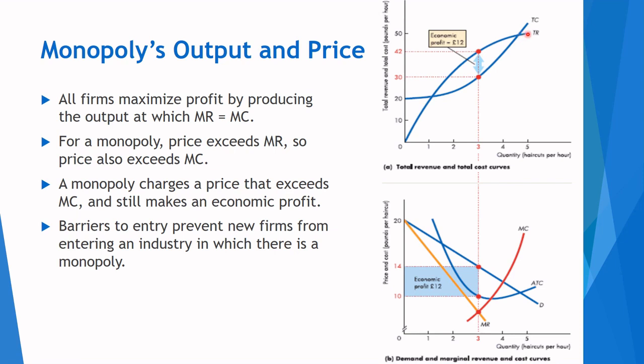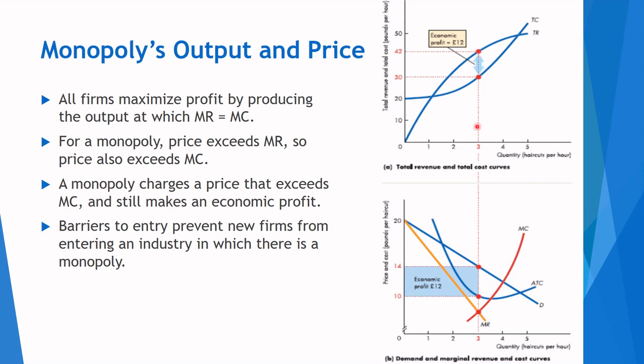This is based on the table that we have just looked at. The total cost curve is this. Okay? When zero outputs were being sold, that means when zero haircuts were being sold an hour, the total cost was 20. So your total cost curve starts from 20 and it gradually rises like this. Remember, profit is the difference between your total revenue and your total cost.